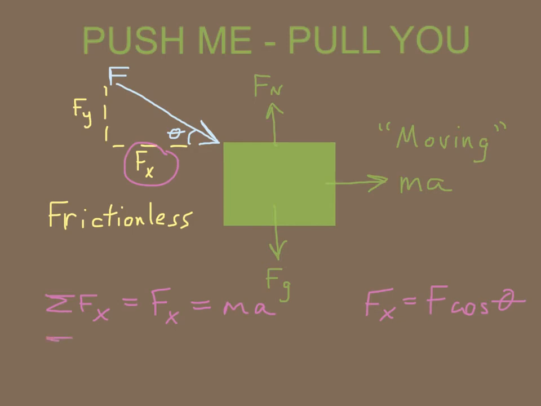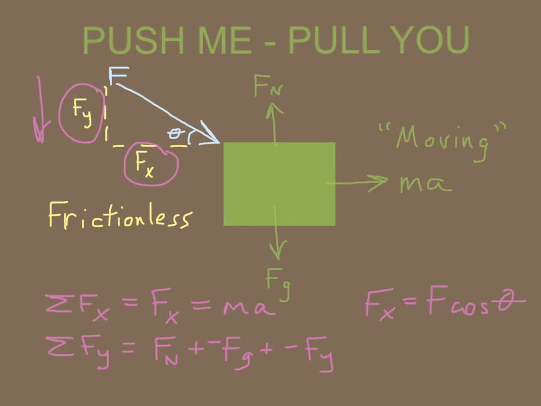Now, looking at the sum of the forces in the y, it's a little more complicated, isn't it? So we've got the normal force pointing up. That's positive. We're going to add to that the force of gravity, which is down, so that's negative. And this component of the force, the y component, since the box is being pushed down and to the right, that is down, so we'll add a negative F sub y.